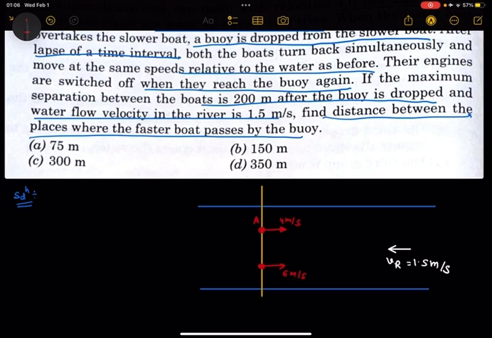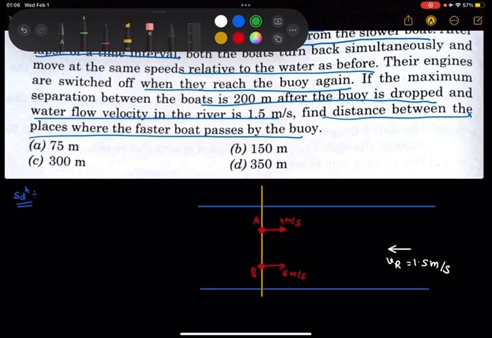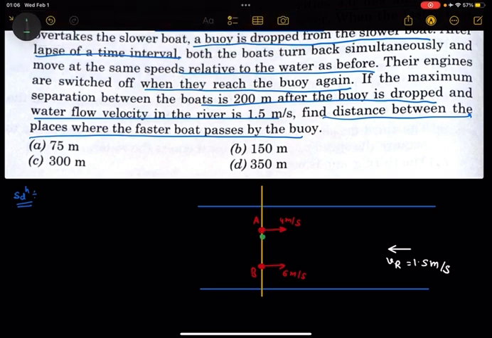And the boats are moving in upstream motion. So at the time of overtake by the faster boat, the slower boat drops one buoy. So let's say this is the buoy dropped by the slower boat. So the buoy is going here with some velocity. Let's think it is dropped.